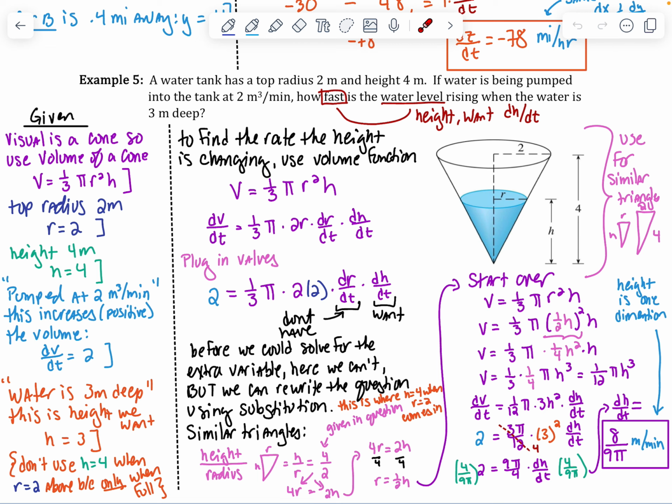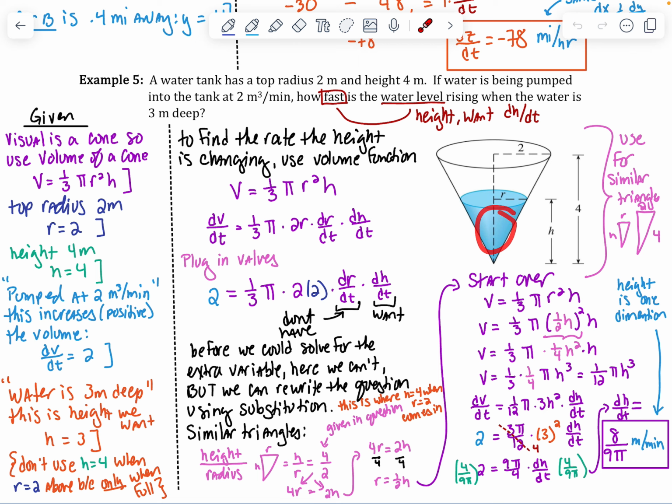have stated that. So what ends up happening is I've got my circle up here, and from the center out is my radius at 2, and the height of this cone to its base is 4 meters. If water is being pumped into the tank at 2 meters per minute, how fast is the water level rising when the water is 3 meters deep?